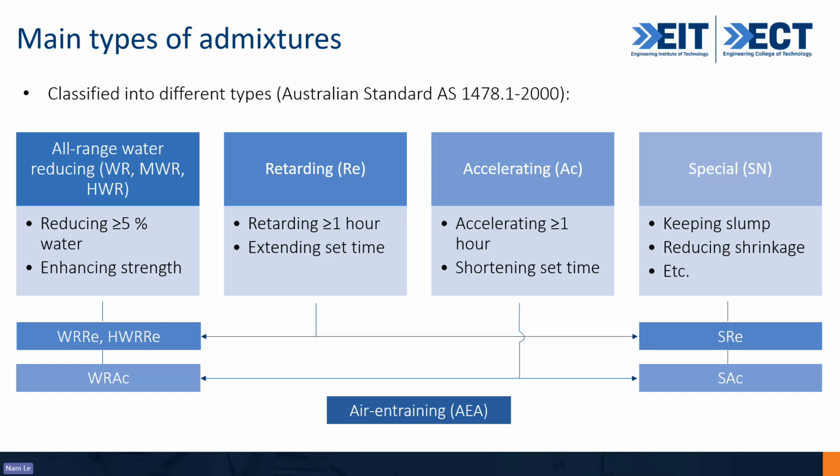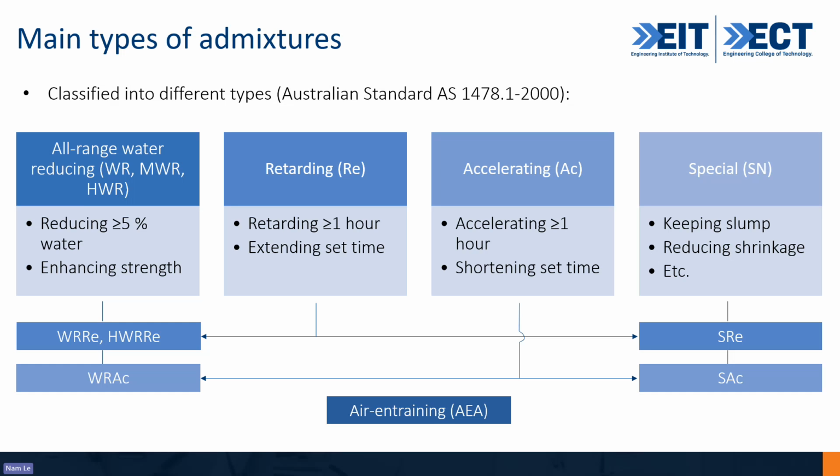Next one is retarding admixtures, when we want to extend the set time of the concrete so that we have more time to work with, right? And the minimum requirement is that we retard the set time by 1 hour, right? Accelerating admixture can help to shorten the set time of concrete by at least 1 hour, right? Of course, we can reduce more, but at least 1 hour reduction in the set time, right?